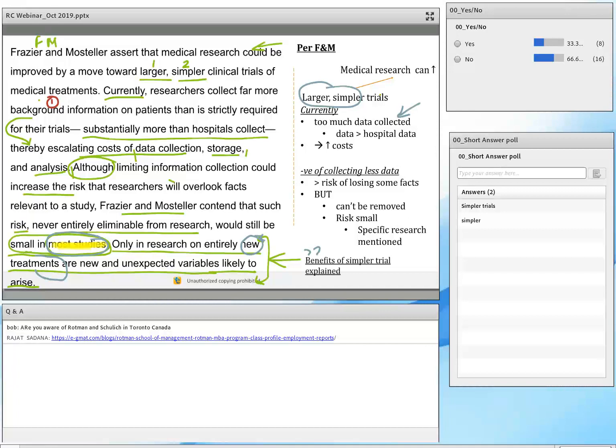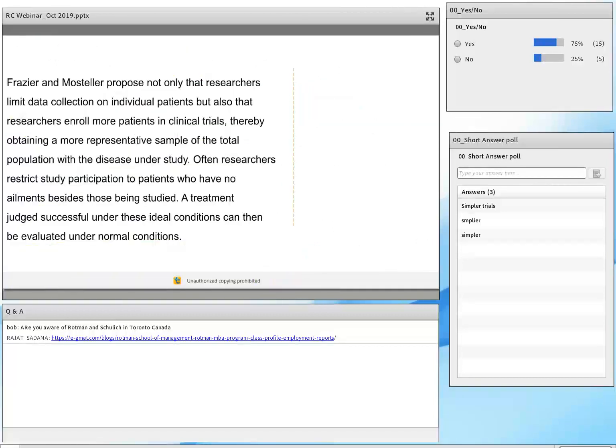How many of you understood that part? That in this paragraph, the author is talking about simpler trials. Good. Good. And this is all about relating information. In the beginning, the author said larger and simpler. Now in this paragraph, he's explained the benefit of simpler trials. Okay. Now let's move to the next one.